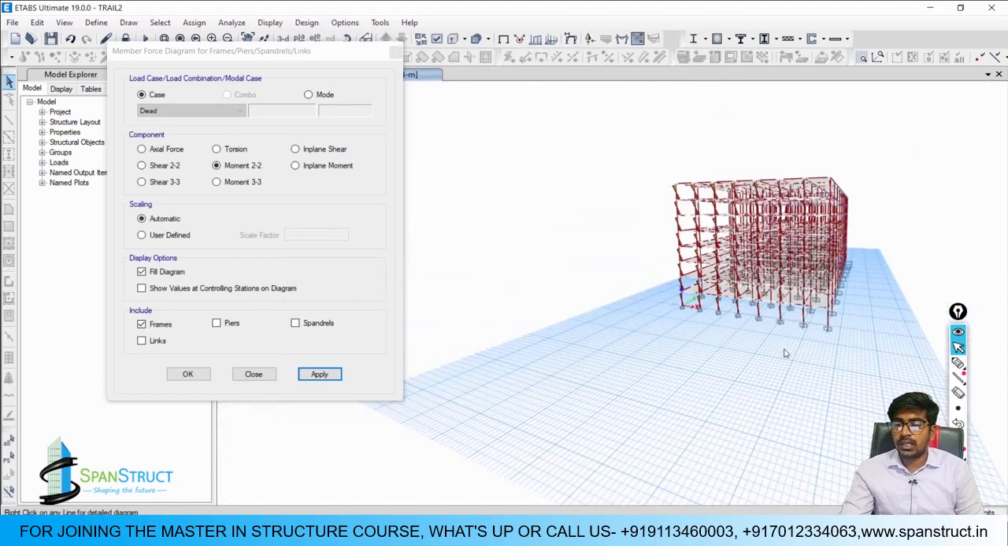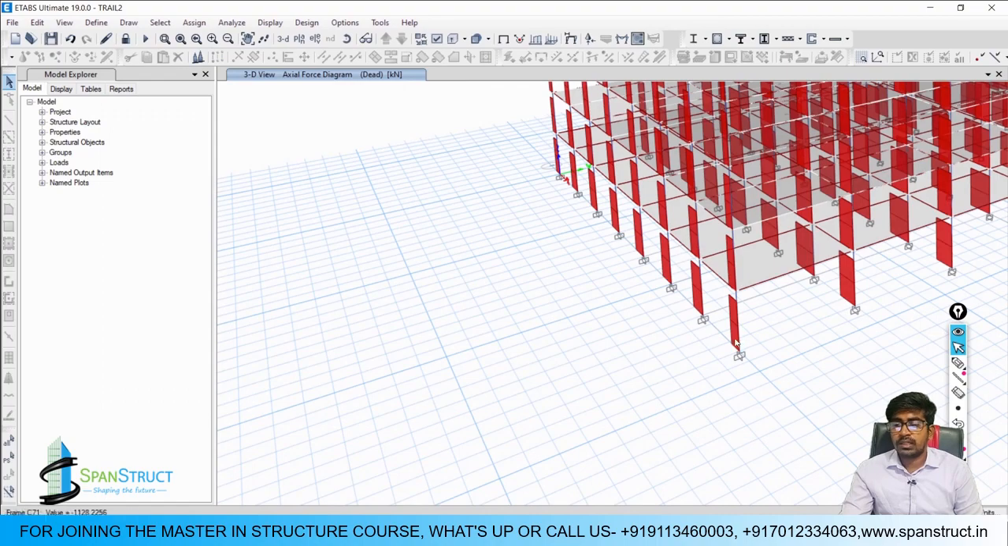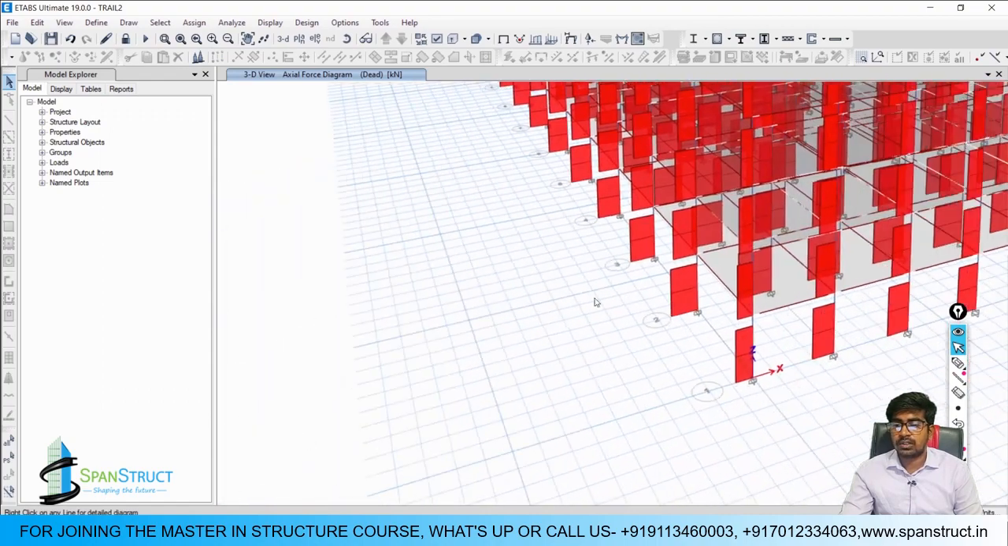Same thing we will look at for the axial forces also. If I go into axial forces, you can see here that these corner columns will have axial forces also.